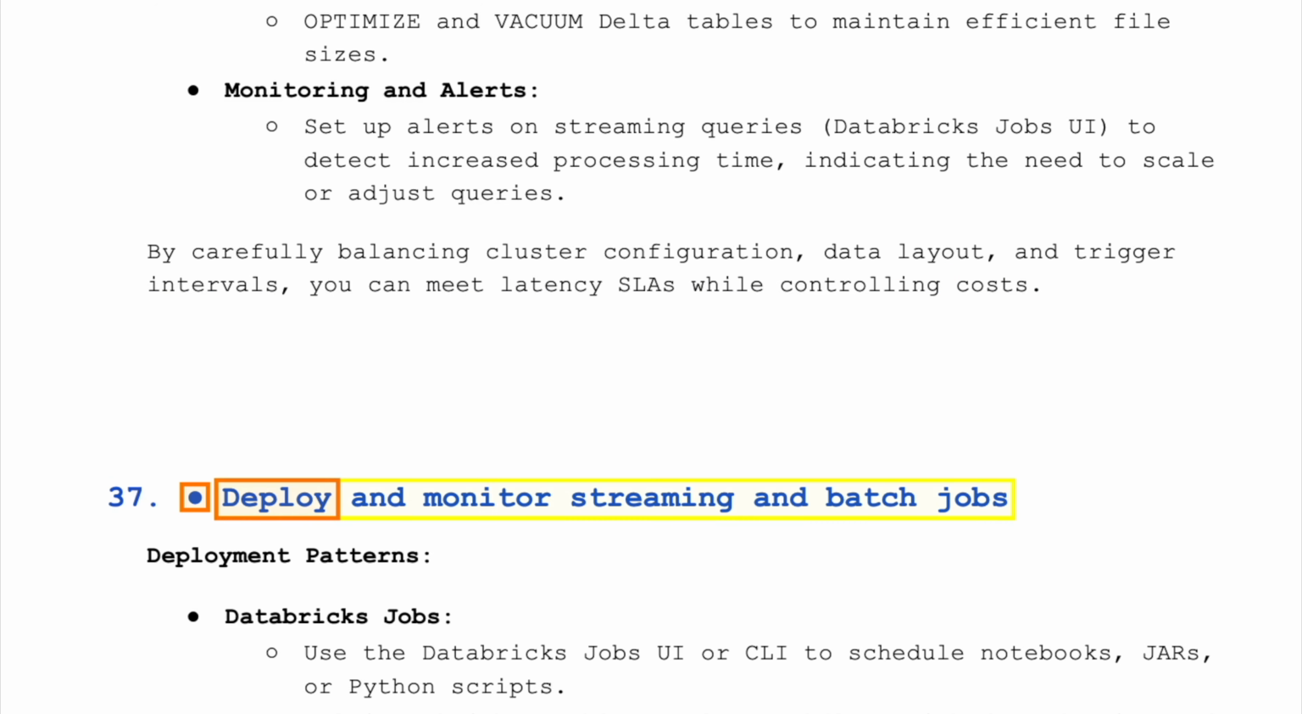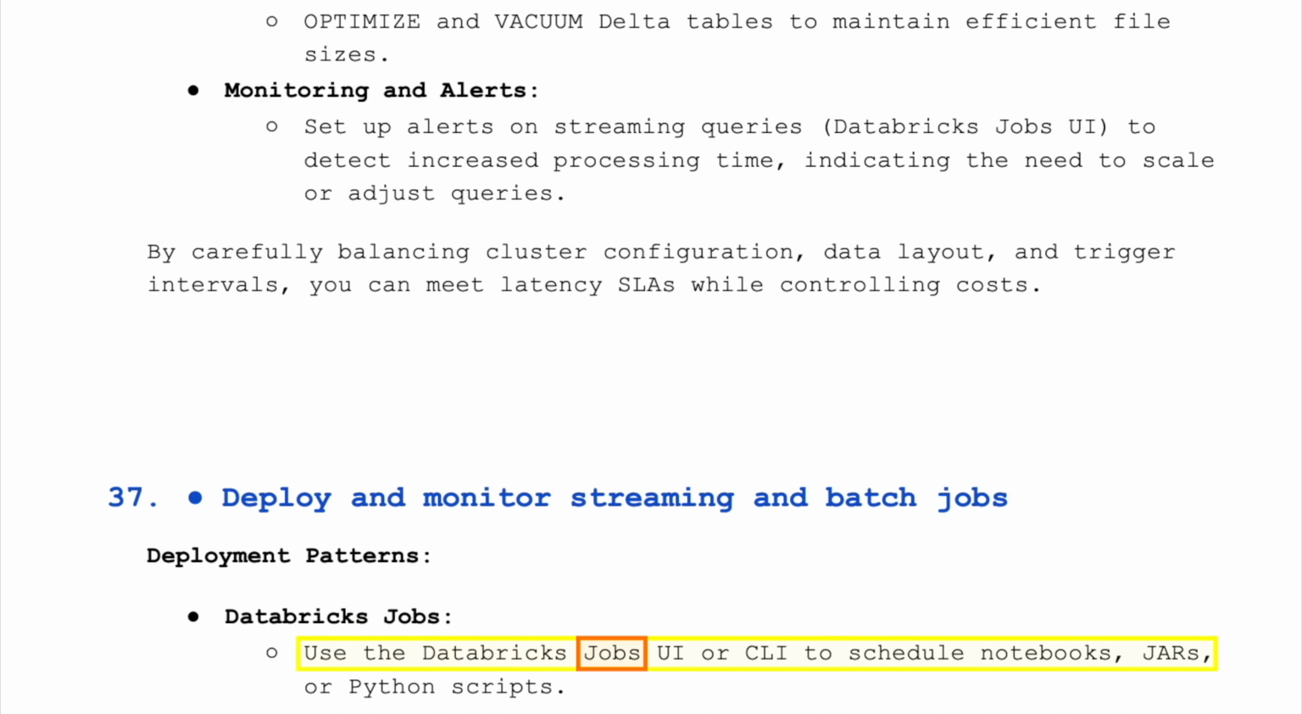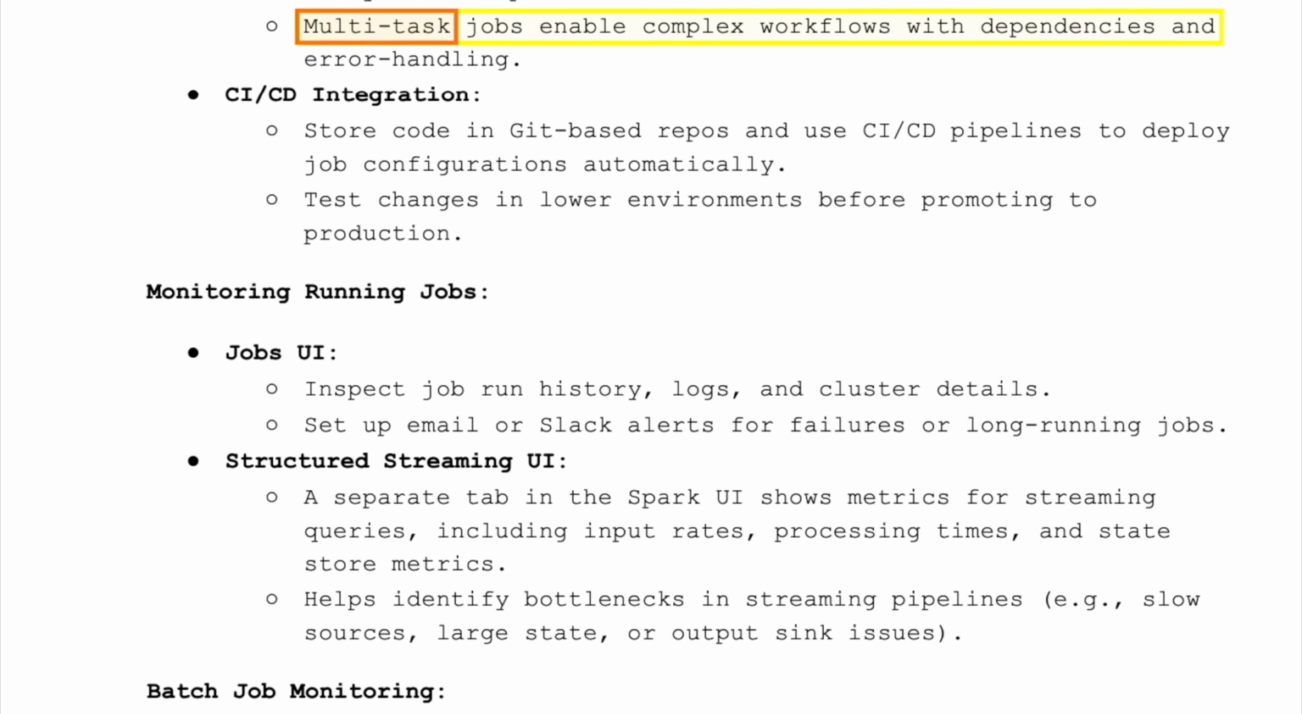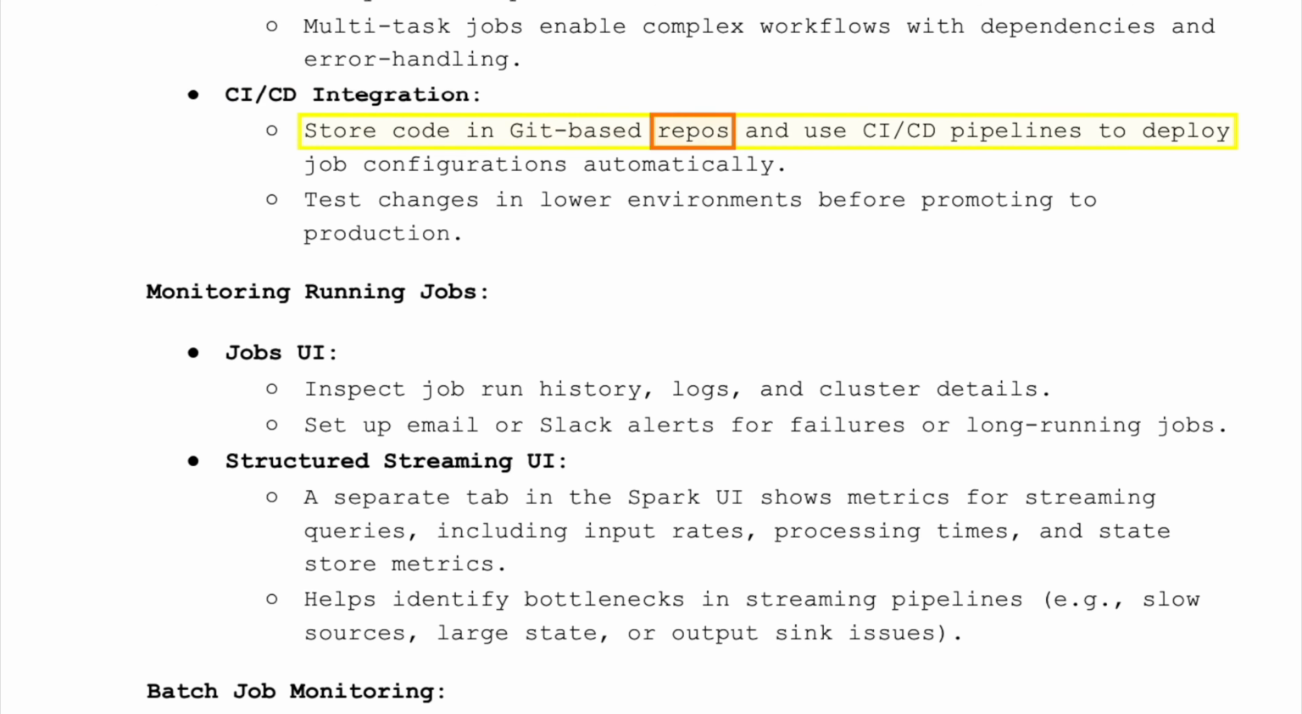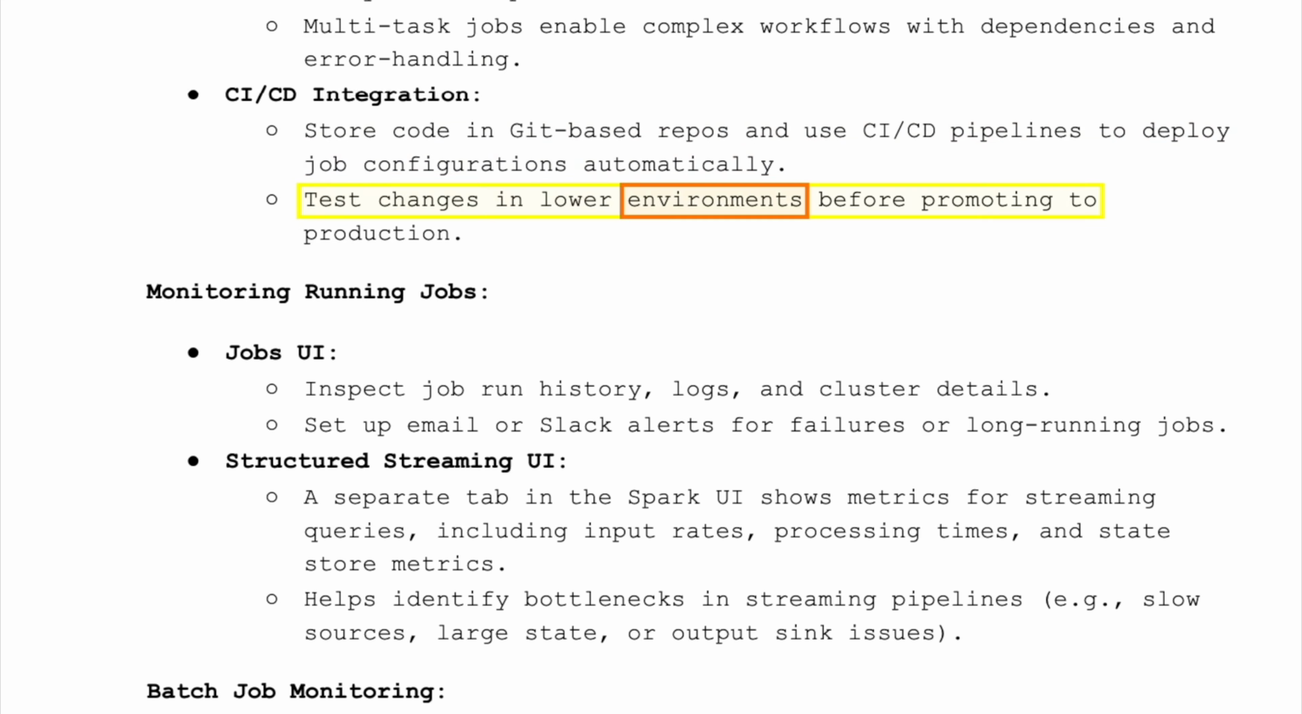37. Deploy and monitor streaming and batch jobs, deployment patterns. Databricks Jobs: use the Databricks Jobs API or CLI to schedule notebooks, JARs, or Python scripts. Multitask jobs enable complex workflows with dependencies and error handling. CI/CD integration: store code in Git-based repos and use CI/CD pipelines to deploy job configurations automatically. Test changes in lower environments before promoting to production.